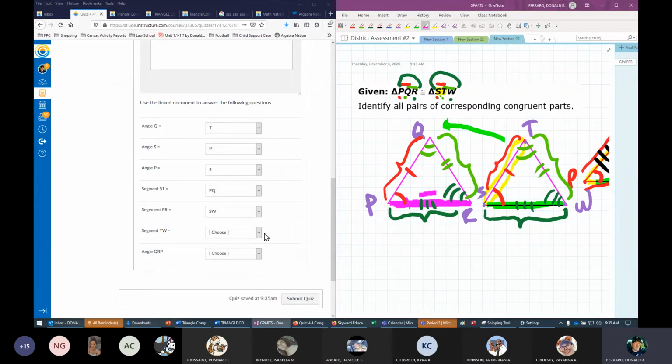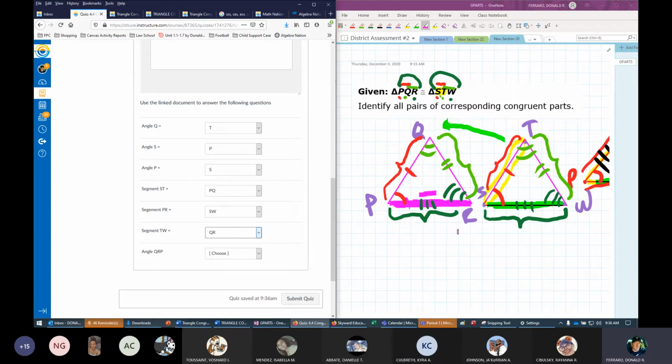Now, segment TW, by a show of hands. Go ahead, Kyra. What does TW correspond to? QS? Oh, wait, no. It's QR. Yeah, QR. My drawings are too close here, so that's my fault. I apologize about that.